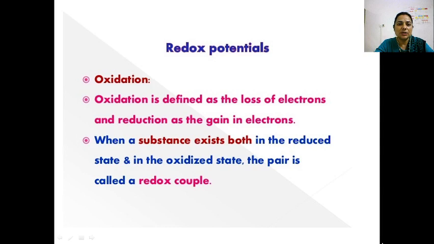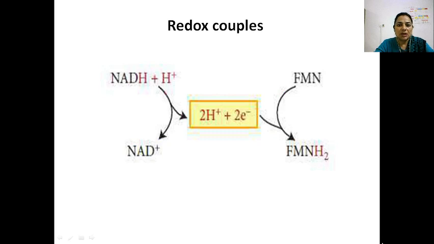Now, redox potentials. Oxidation is defined as loss of electrons and reduction as gain of electrons. When a substance exists in both the reduced state and the oxidized state, the pair is called a redox couple, like NADH, H+ and NAD+, and FMN and FMNH2. These comprise the redox couples.